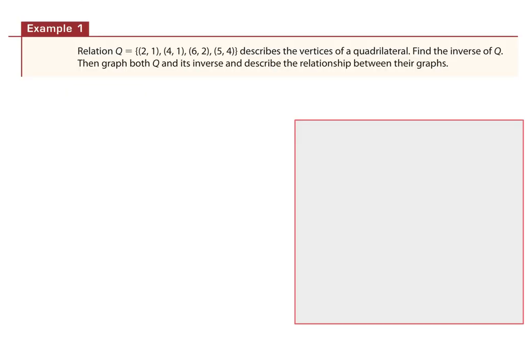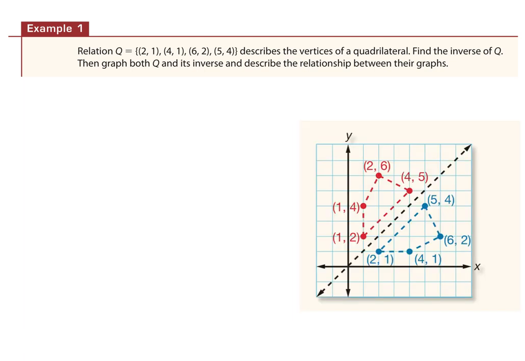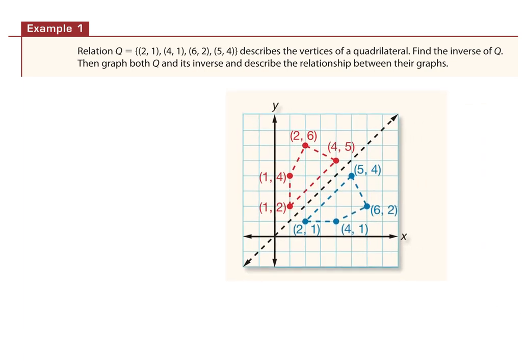Let's look at some relations first. So one thing that they can do with a relation is they can give you a polygon on a graph. This is just an example. They've given us 4 vertices: (2, 1), (4, 1), (6, 2), and (5, 4). The inverse would switch each place. So now instead of (2, 1), I have (1, 2). And instead of (4, 1), I have (1, 4). Instead of (6, 2), I have (2, 6). And instead of (5, 4), I have (4, 5).